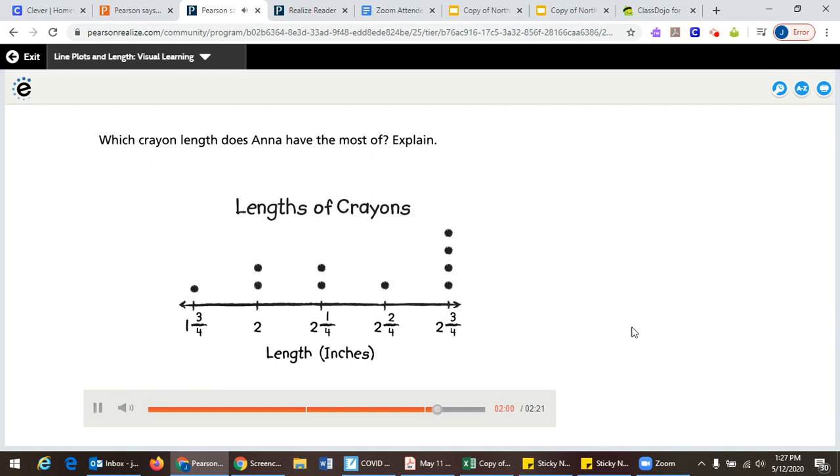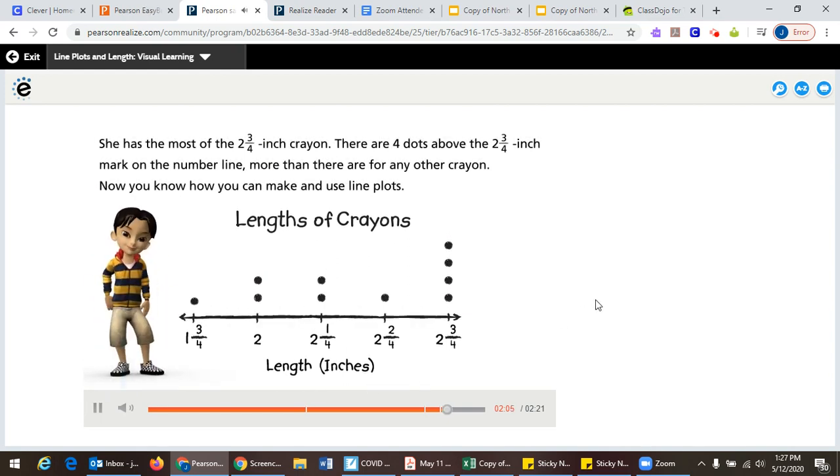Which crayon length does Anna have the most of? Explain. I would look for the most dots: 1, 2, 3, 4. The most common length is 2 3/4. She has the most of the 2 3/4 inch crayon. There are 4 dots above the 2 3/4 inch mark on the number line, more than there are for any other crayon. Now you know how you can make and use line plots.